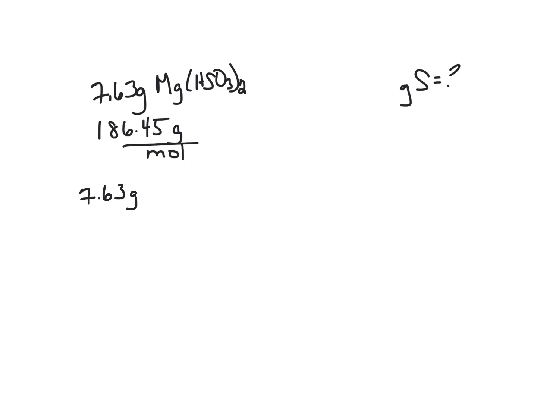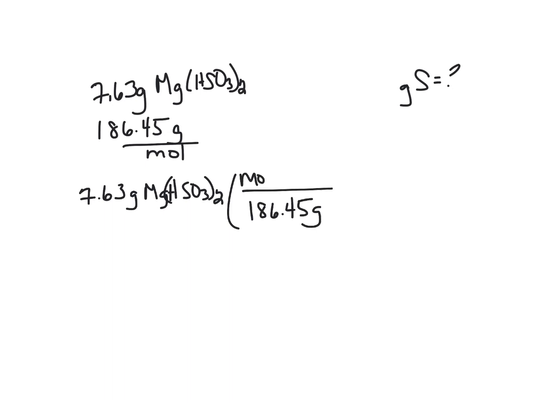So here we have 7.63 grams of magnesium HSO3 2. And so I know no matter what, I have to have grams on the bottom, and I have been given the molar mass of the compound. So I have 186.45 grams per mole. And I'm going to go ahead and put this compound in here to remind me that I'm still dealing with the compound. So if I stopped here, this would give me the moles of my compound. So I'm going to cancel out grams and grams. So this gives me the moles of my compound, but I want to get to just sulfur.